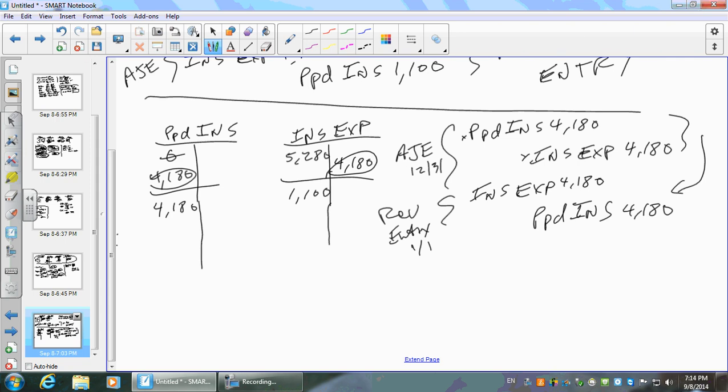Close all the temporary or nominal accounts, revenue and expense accounts, don't you? So before this reversing entry, what would we have? We'd have a closing entry, wouldn't we? What's the closing entry going to do? Well, it's going to close all the revenue and expenses, so it's going to zero out this expense, isn't it? So this insurance expense is going to have what done to it? Insurance expense is going to get credited as part of the closing entry for the $1,100.